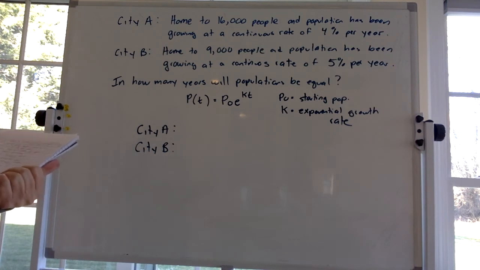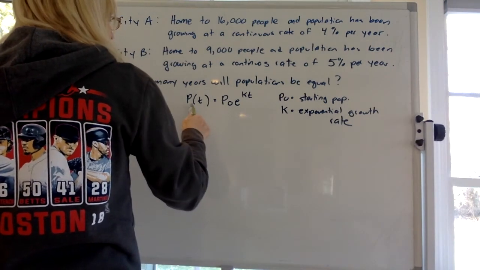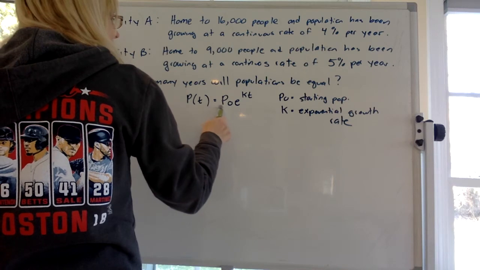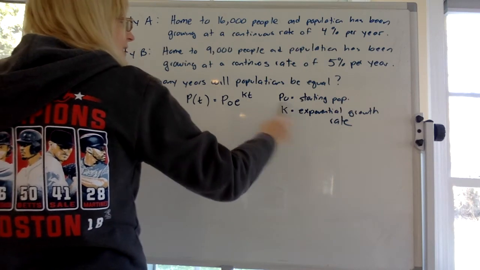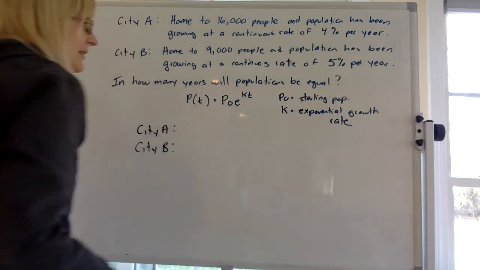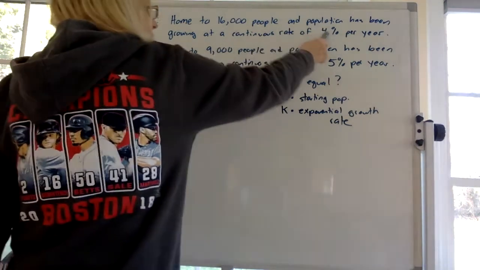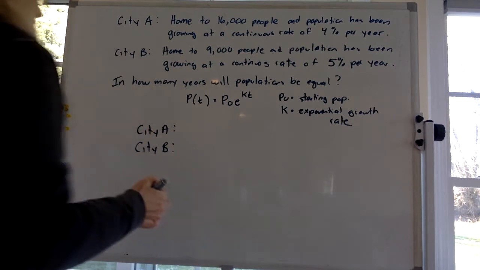So we're going to have to use our exponential growth function. This is the population function equals P0, which is the starting population, times e to the kt. T is time, in this case in years. And k is the exponential growth rate, which is what the 4% and the 5% are. So we just have to figure out what they are for each city.